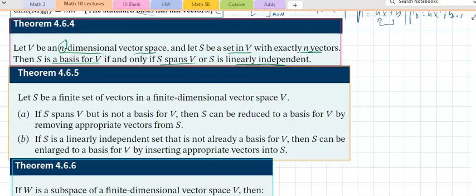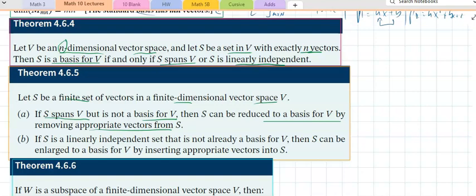Let S be a finite set of vectors in a finite dimensional vector space V. If S spans V but is not a basis, then S can be reduced to a basis of V by removing appropriate vectors of S. So you could have more vectors that wouldn't be bases because you already know that some of those are linearly dependent. You could start reducing some of the vectors, keep all the linearly independent vectors until you form bases.